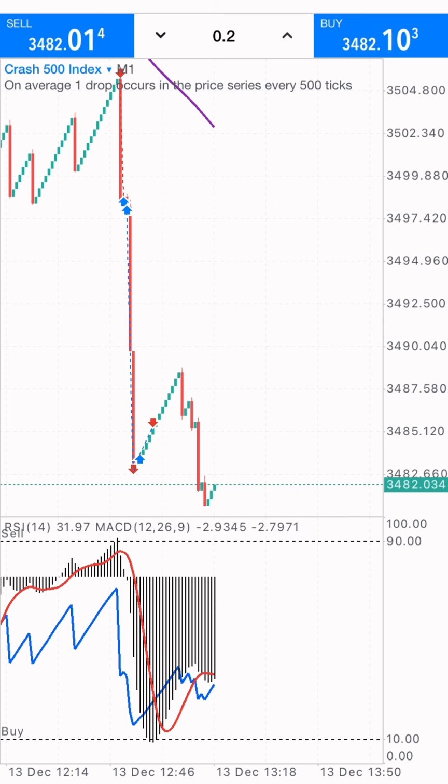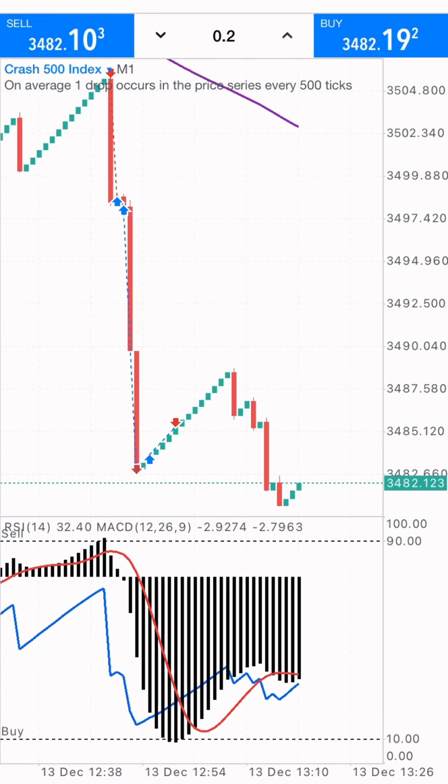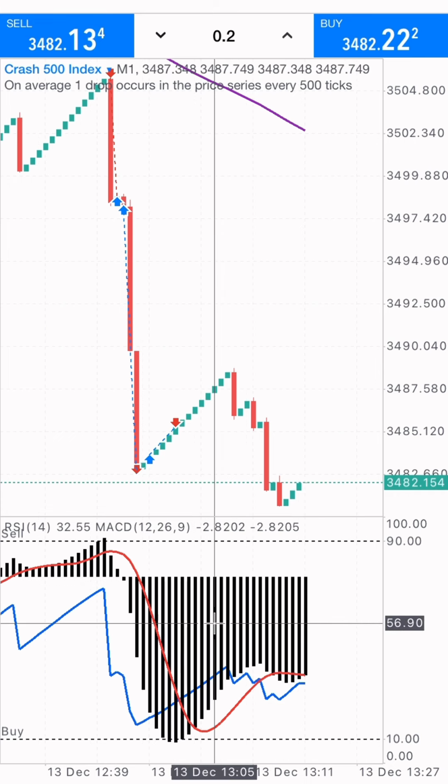So clearly right here what we're seeing is the Crash 500 index and we are on the lot size of 0.2, which you can see. And right now I'm going to zoom in and see the condition of the market, right? So clearly we're seeing that the MACD is on a downtrend because I'm using three indicators, which are the moving average, the RSI and the MACD.